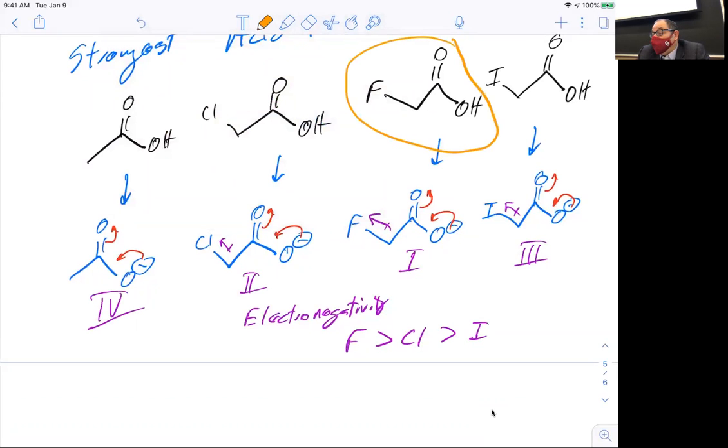The other thing to realize here is they're all attached to the beta position. So the inductive effect also has a distance. Always check that as well. Here everything is the same except the halide, so we're really looking at the electronegativity of the halide as what distinguishes these.